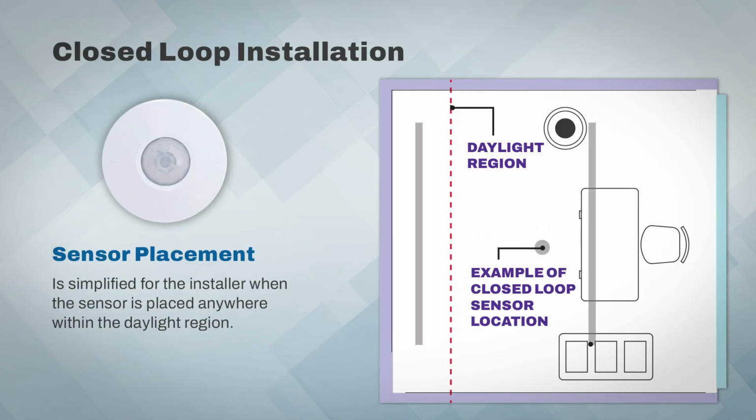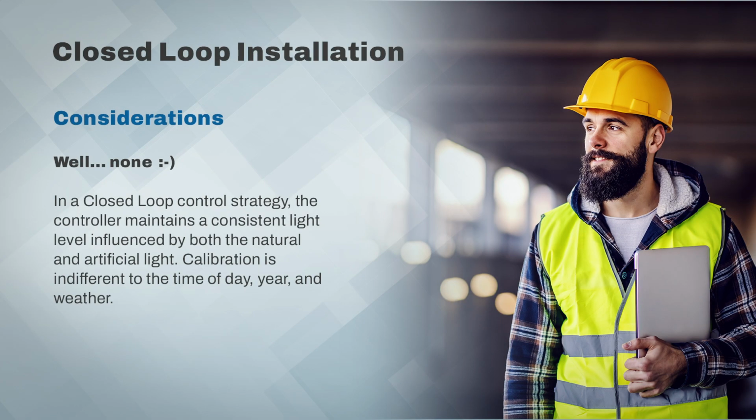While sensor placement needs to be taken into consideration with a closed-loop system, such as ensuring the sensor is within the daylight harvesting region or not placing the sensor directly above an uplight, the exact location is not critical. This simplifies the installation and ultimately the calibration and operation of the system. In regards to calibration, this is where a closed-loop system is also beneficial. Since closed-loop systems measure both the natural and artificial light influences, the calibration of the system can be completed any time of the day, regardless of the weather or seasons.